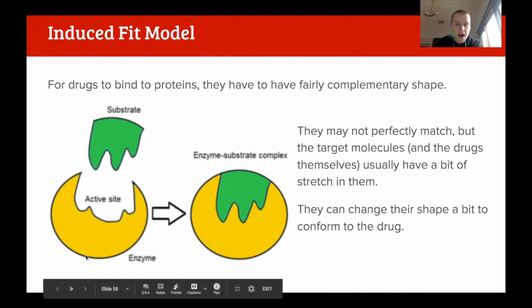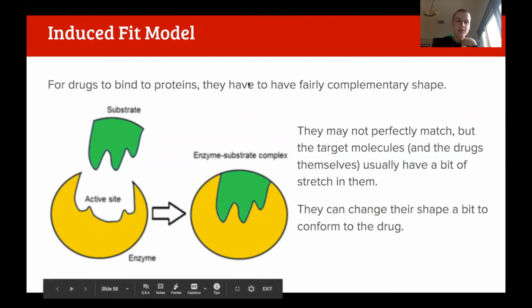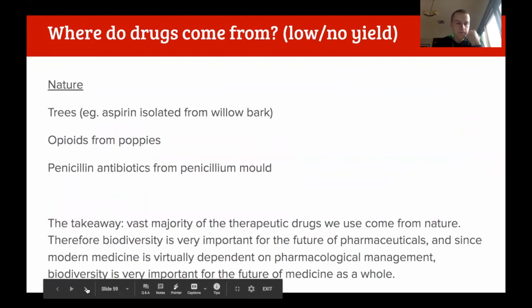Well, the target protein is a protein, so it's a big molecule and it's a little bit flexible. Now, the shape of the target protein needs to be complementary more or less to the drug. But if it's not perfectly complementary, that doesn't matter. There's a bit of wiggle room where they can still sort of fit together. They just conform to each other's shape. So that's just the induced fit model.